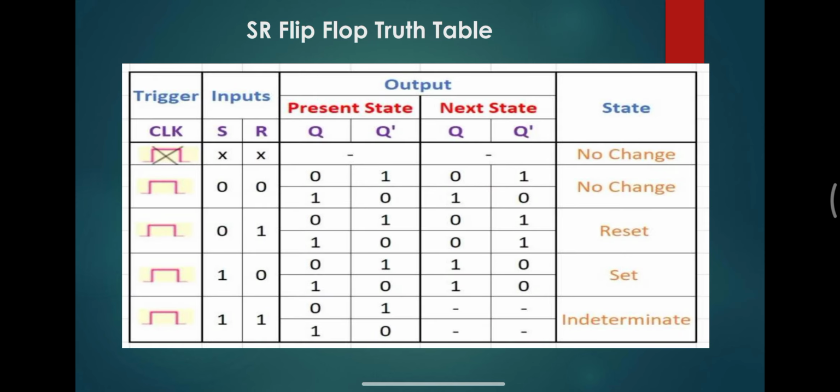And here is given the SR flip-flop truth table. Here are the inputs S and R and the outputs Q and Q prime in two stages. One is present and one is next. And there are some states: no change, reset, set and indeterminate.